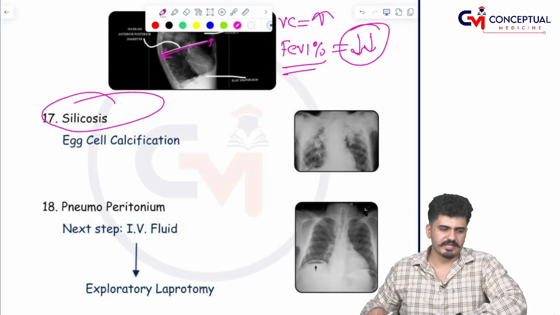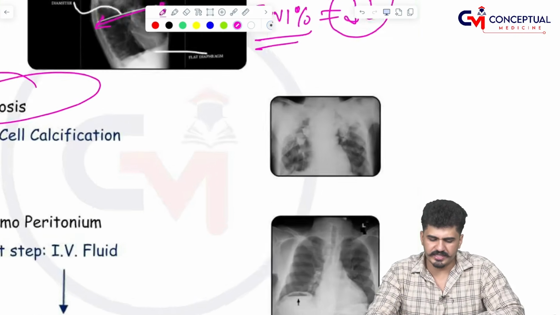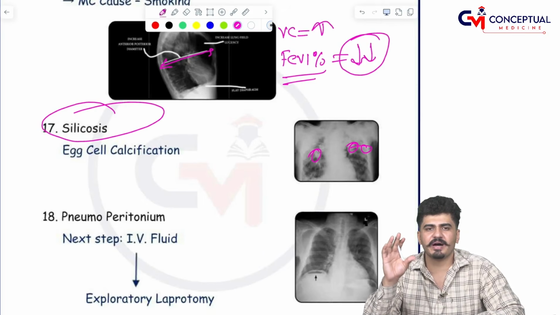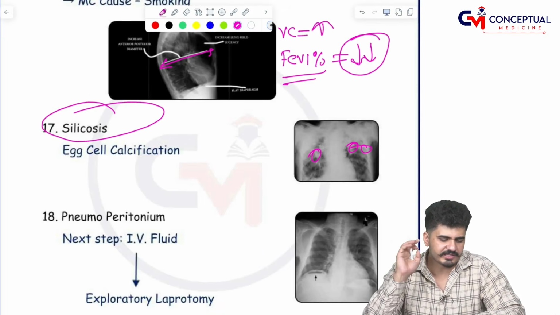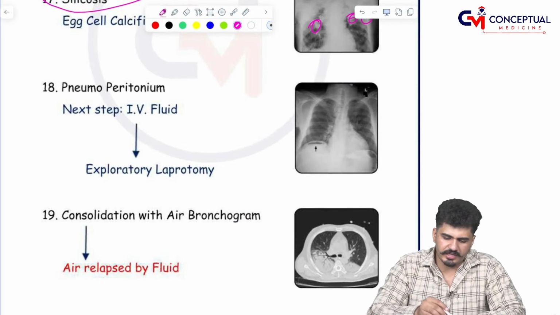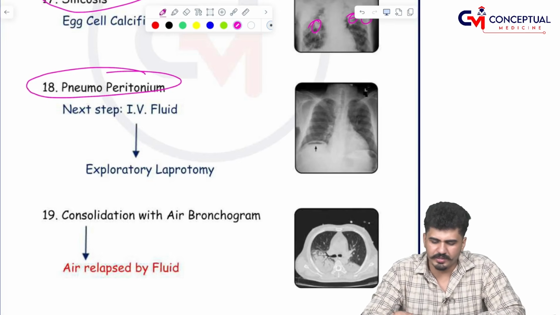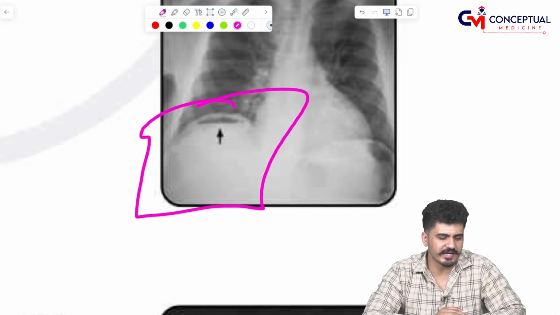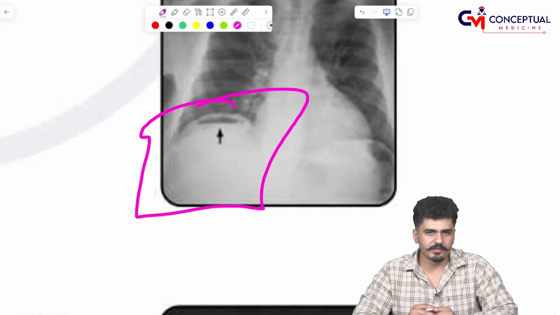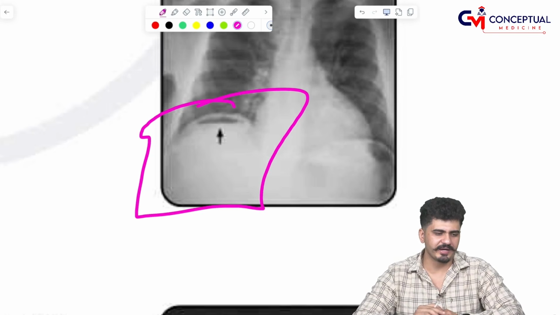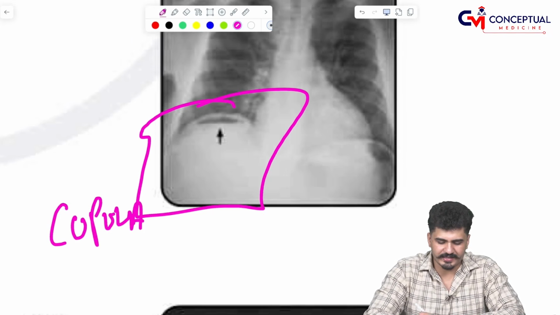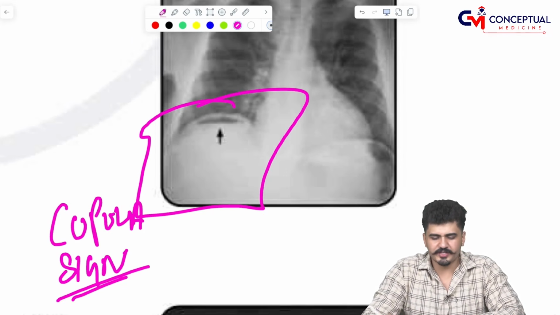Now silicosis. Silica dust की वजह से होता है pneumoconiotic disease where you are going to see the egg shell calcification. जैसा अंडे का बाहर की परत होती है वैसी calcification you are going to see. Now sir, if there is a case of pneumoperitoneum, which sign is this? You have already answered this sir. Pneumoperitoneum, which sign we are talking about, my dear ladies and gentlemen? This is what is called the cupola sign.